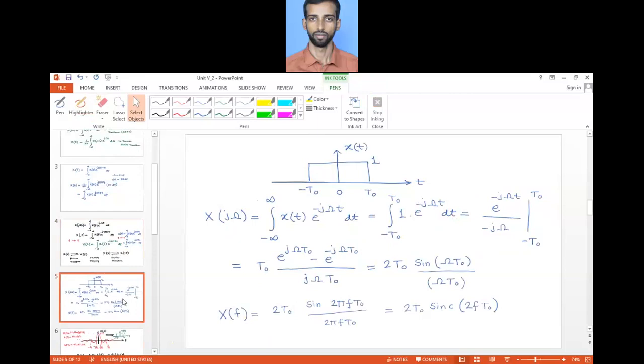So with the help of a reference example, you'll be able to understand the concept in a much more elegant way. Now let us assume that we have a gate function, defined in the time domain from minus t0 to plus t0. Once again, another aperiodic signal, with an amplitude equal to 1 inside, and equal to 0 outside. So it is a completely time bounded signal, and we are trying to find its corresponding frequency domain representation.